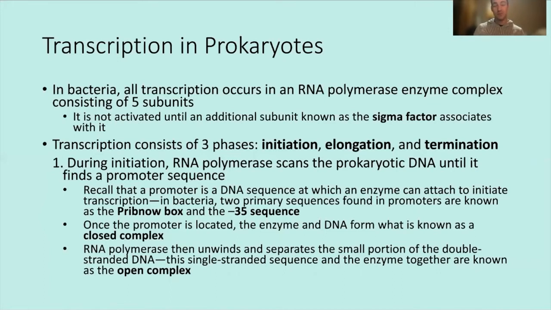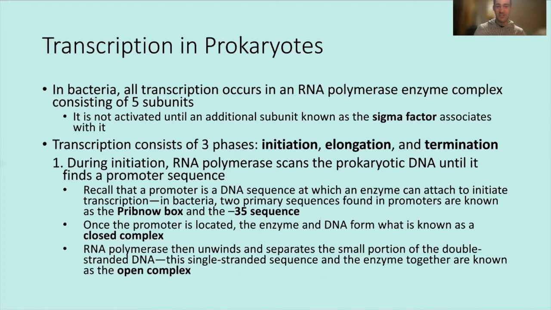I don't think it's super important to know all the names of the subunits, but I would say it is important to understand what the sigma factor is. That's basically an additional subunit that this complex has to associate with before it becomes active. So once that sigma factor associates with the RNA polymerase complex, it becomes active and it can start polymerizing.